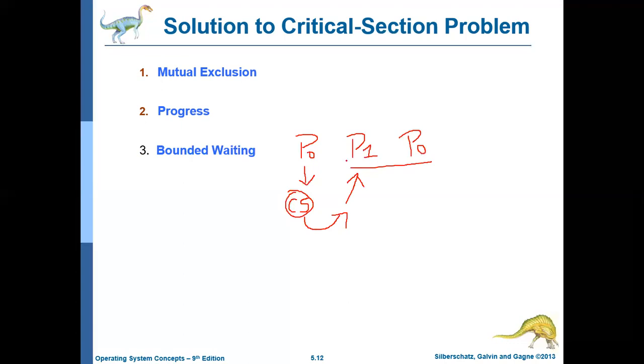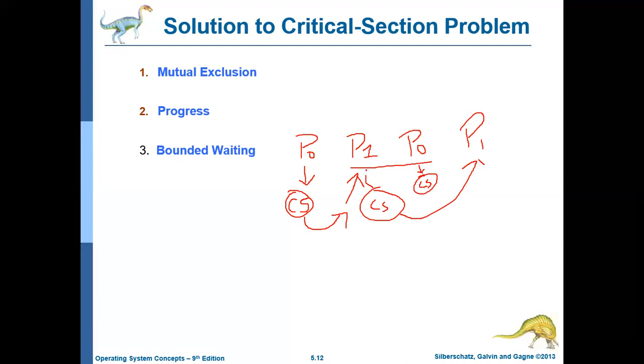Then P1 executes the critical section. After coming out of the critical section, P1 also immediately wants to enter it again. So now again P0 and P1 are waiting. Now the algorithm should ensure that the critical section is given to P0, not to P1. So this is called bounded waiting.